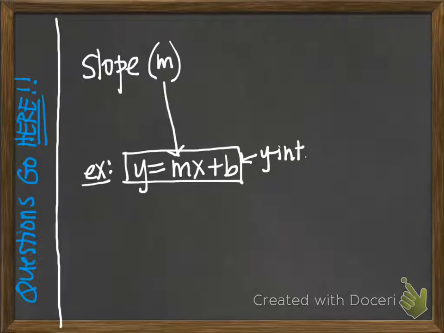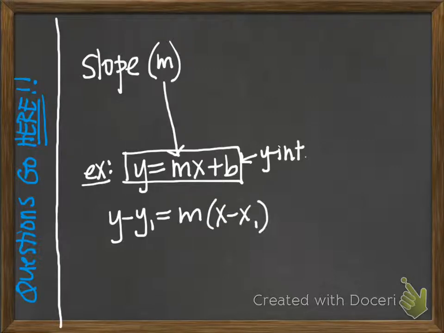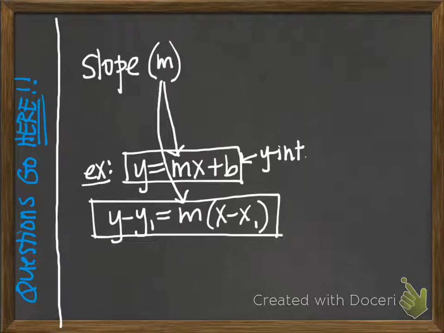So there's one example of where you would see slope. You would also recognize it perhaps in the point-slope form of a line, which is y minus y1 equals m times x minus x1. So here's m again. y1 and x1 are the coordinates of any point on the line. So that's just any point, and you just put those here and here. And then you've got the slope where m is.